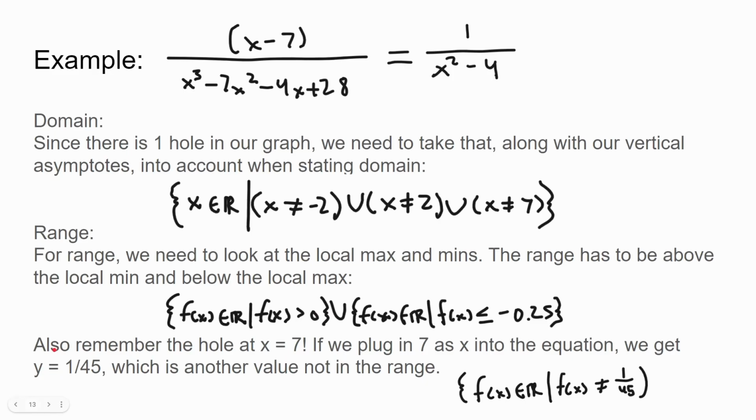But at the same time, for the range, we need to remember the hole at x equals 7. If we plug in 7 as x into the equation, so into here, 7 squared minus 4, we get y equals 1 over 45, which is another value that is not in the range because of the hole. So here we have f of x belongs to R, where f of x is not equal to 1 over 45. So these three are our range.